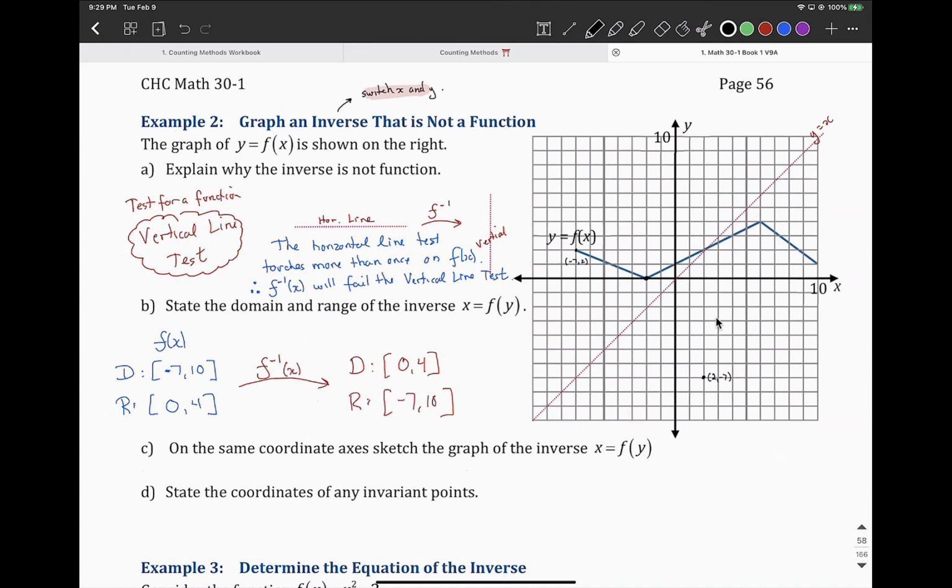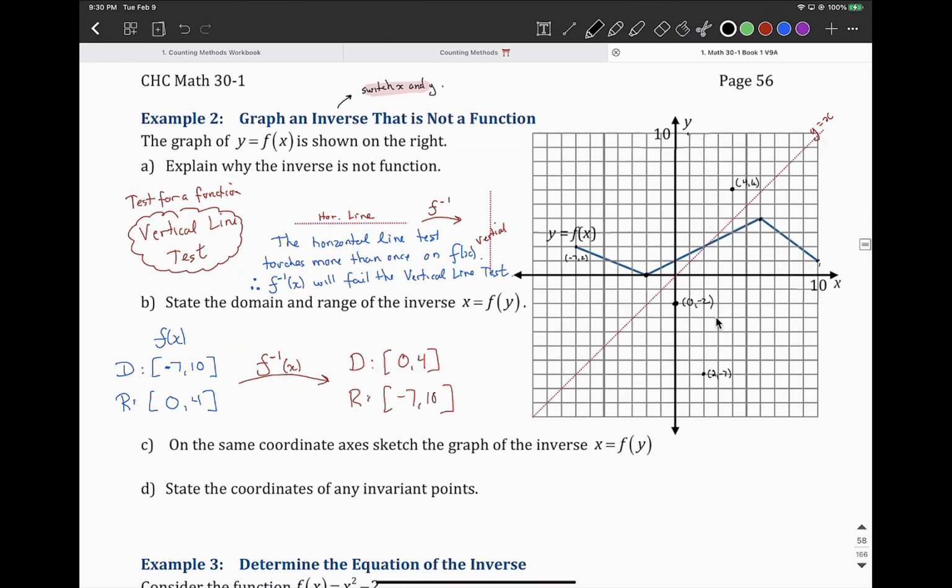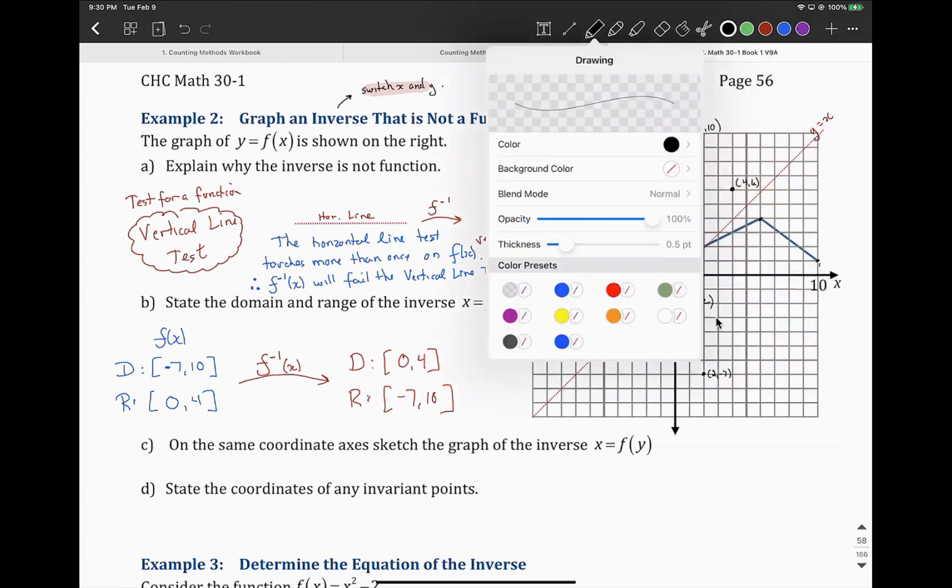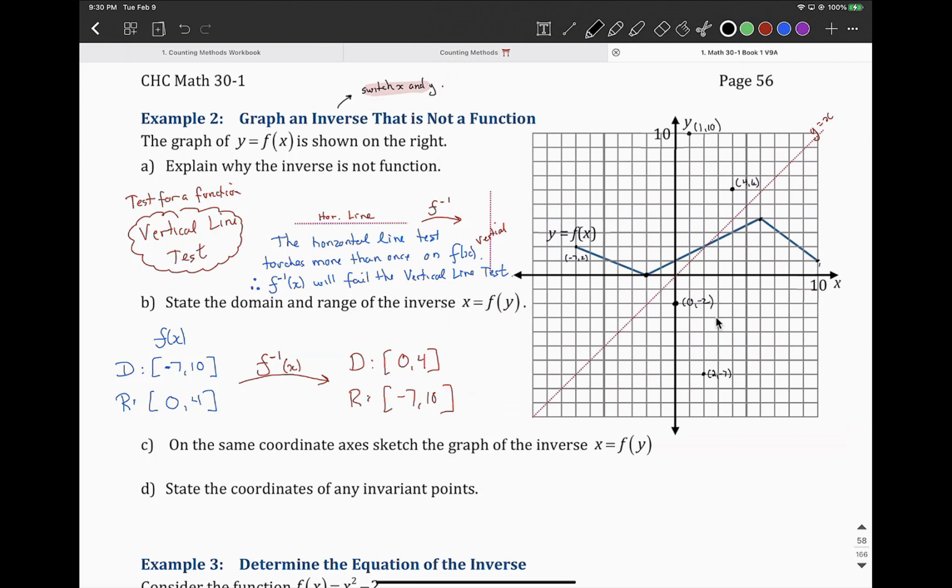Like -2, 0 becomes 0, -2. 6, 4 will become 4, 6. Oops, I don't think that was right. 6, 4 becomes 4, comma 6. Yeah, that's where it is. And then 10, comma 1 will become 1, comma 10. And if I draw this out, let's make this stand out. I think everything is what was expected.